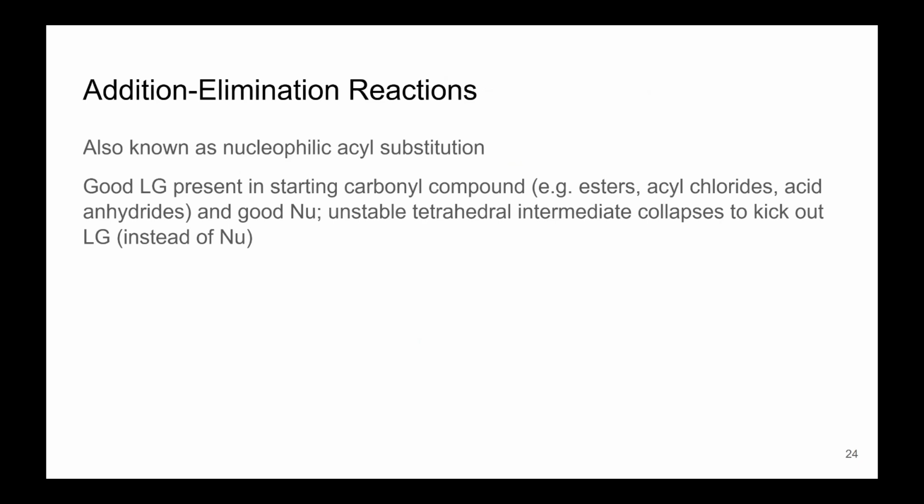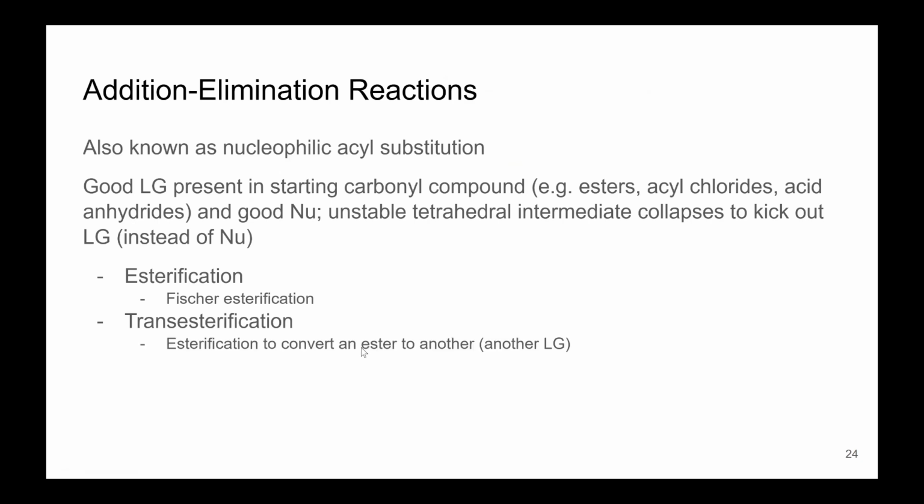You also need an unstable tetrahedral intermediate, and you need it to collapse to kick out the leaving group instead of the nucleophile, or else we would just have a reversible addition reaction. So some examples are esterification and transesterification. That's just replacing the carboxylic acid with another ester.